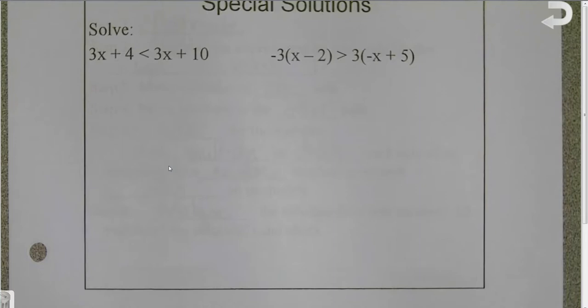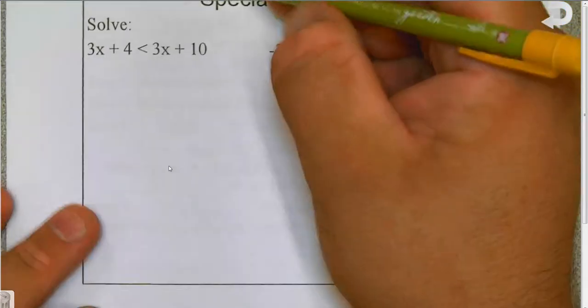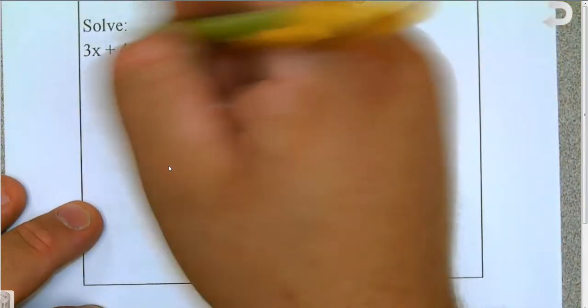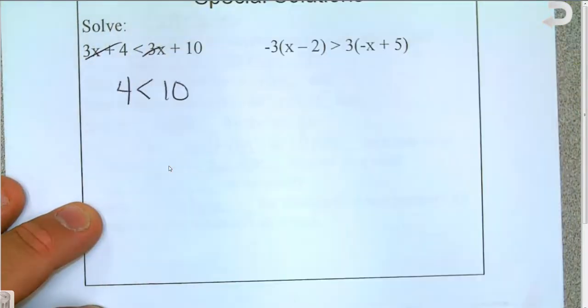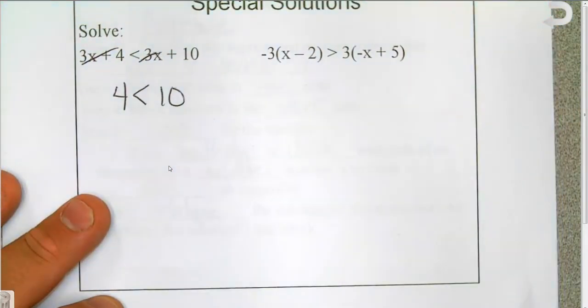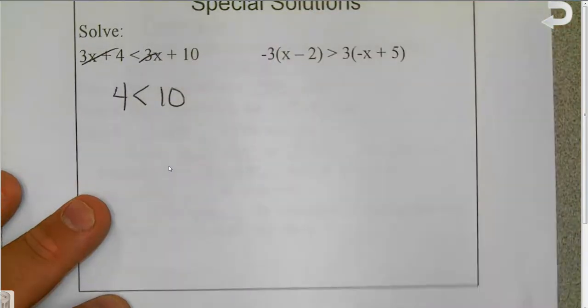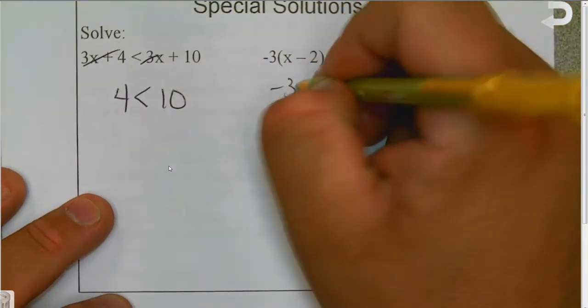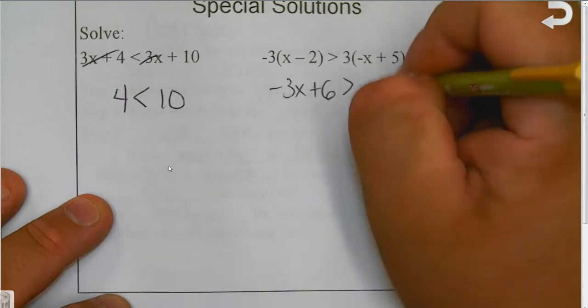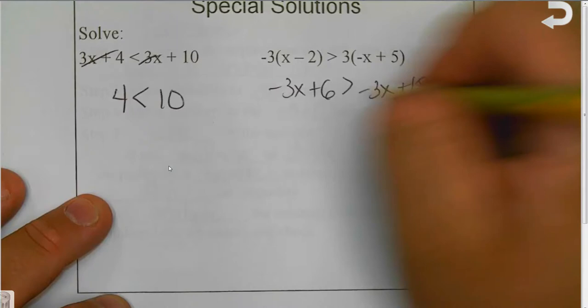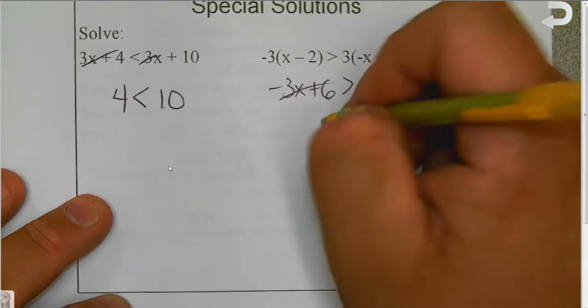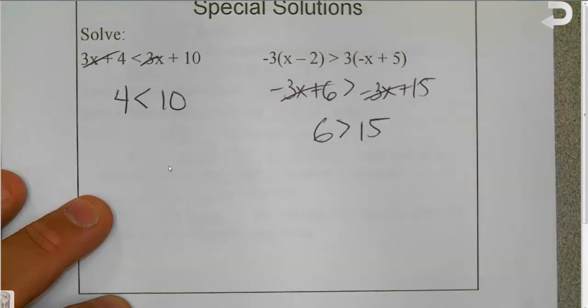Just like what we had earlier, yesterday, we're going to have the same thing happen today. When I move the 3x over, the 3x's cancel out, and I'm left with 4 is less than 10. We know that's true. We'll come back to that in a minute. When I do this one, the -3x's cancel out, and I'm left with 6 is greater than 15.